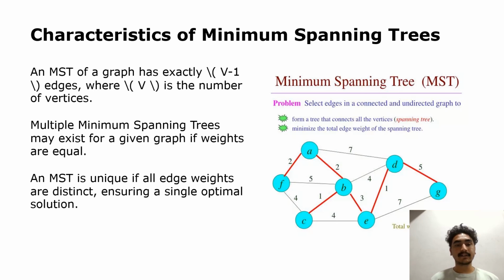We move to characteristics of minimum spanning trees. A minimum spanning tree of a graph has exactly V minus 1 edges, where V is the number of vertices. Multiple minimum spanning trees may exist for a given graph if weights are equal. A minimum spanning tree is unique if all edge weights are distinct, ensuring a single optimal solution.